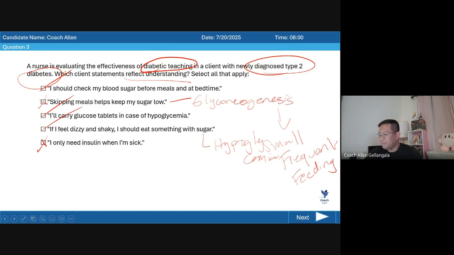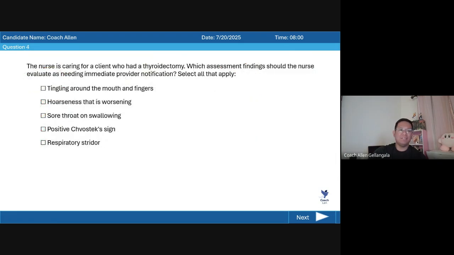So the correct answer for this one is A, C, and D. Checking your blood sugar regularly, carrying a glucose tablet or a candy, something that would be an immediate source of sugar. And then if you feel dizzy, make sure that you have something to eat in order to prevent a hypoglycemic state. Okay, let's now go to question number 4.